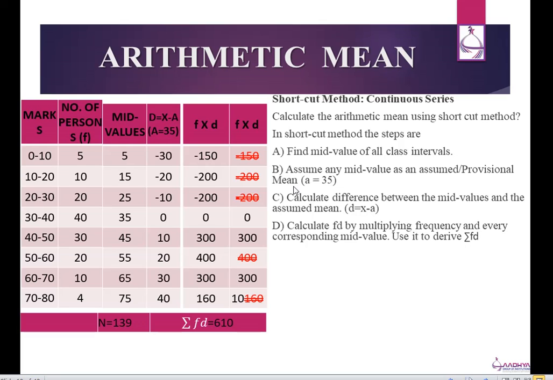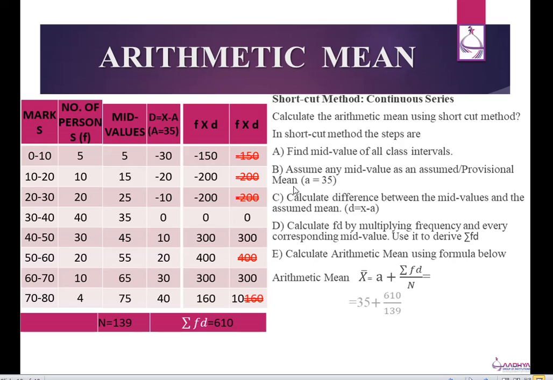Once we add that we get a sigma fd of 610, and we get an N of 139, which is the sum of all the frequencies. Now we input these values into the formula for arithmetic mean. We take the arithmetic mean formula: A plus sigma fd by N. This A is the assumed mean, which was 35. So we plug in 35. Sigma fd is 610 and N is 139, which is the sum of all the frequencies.